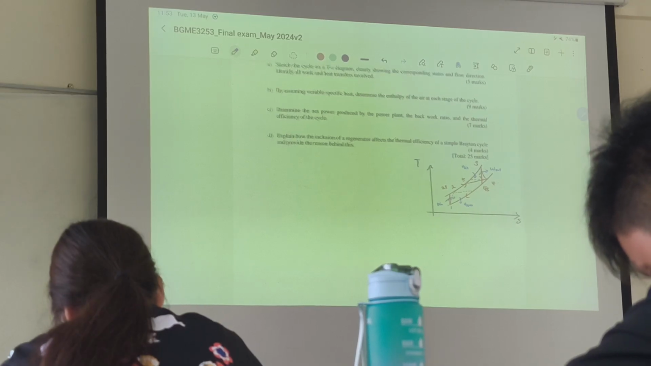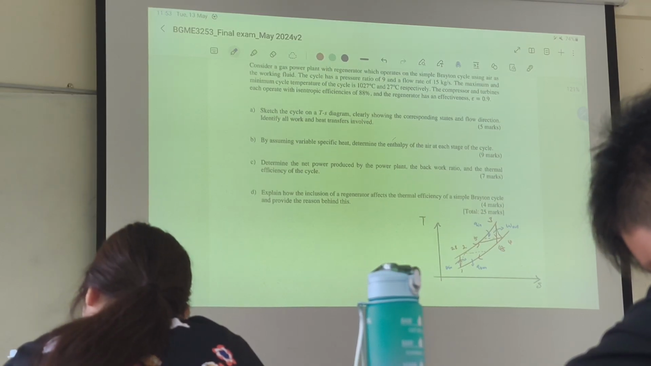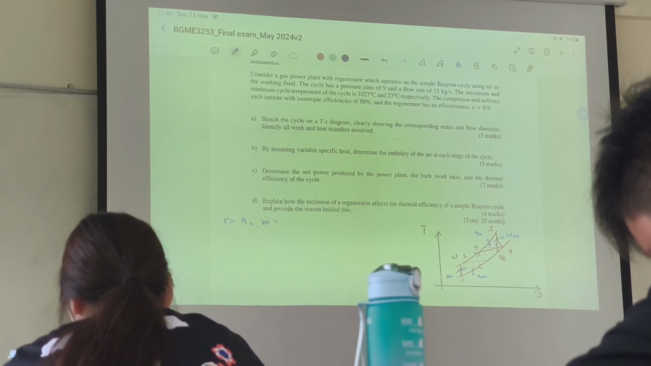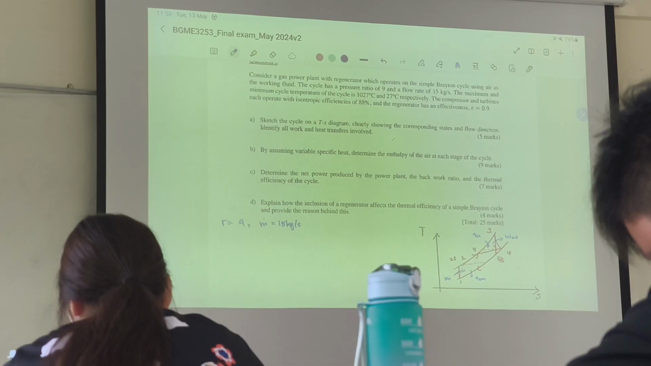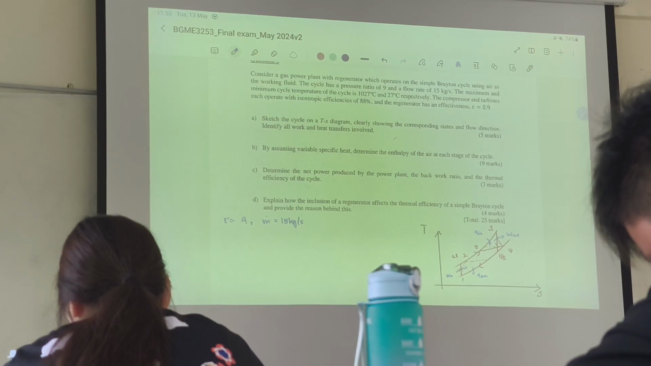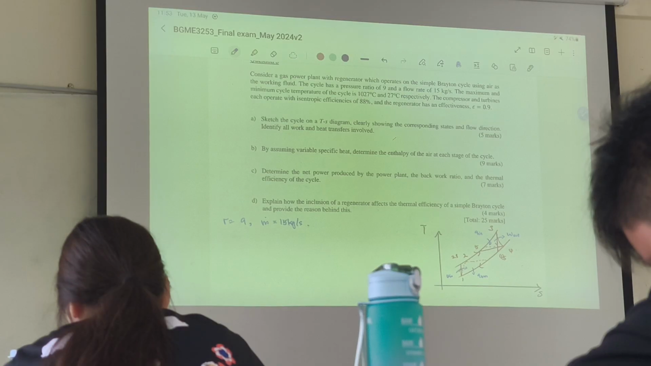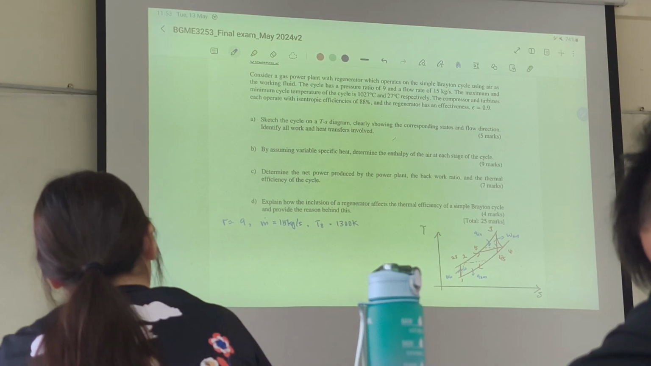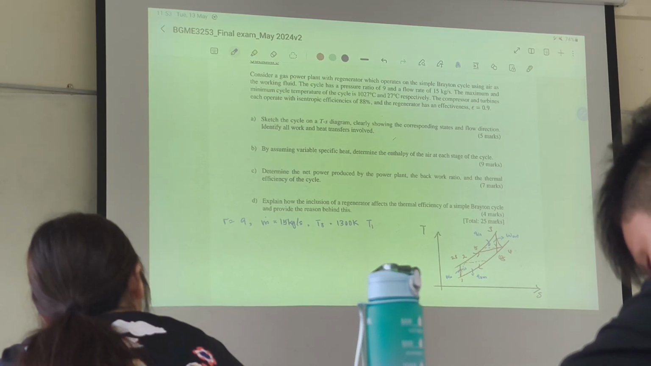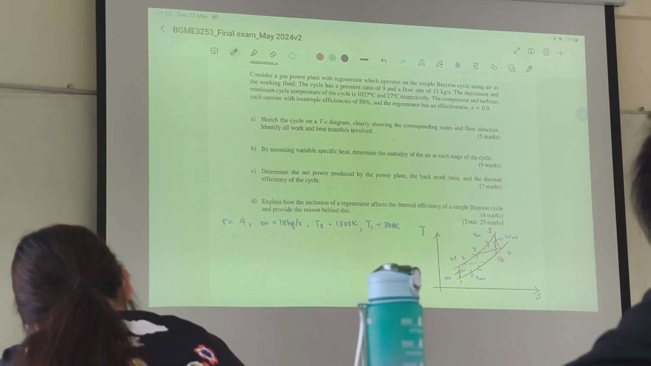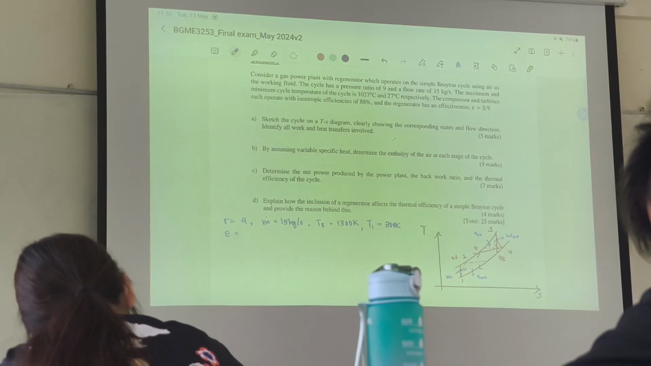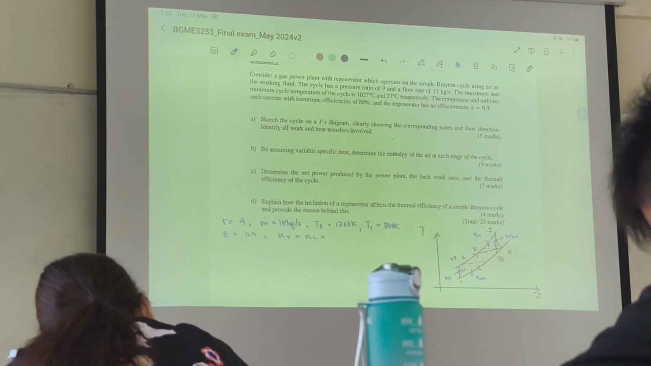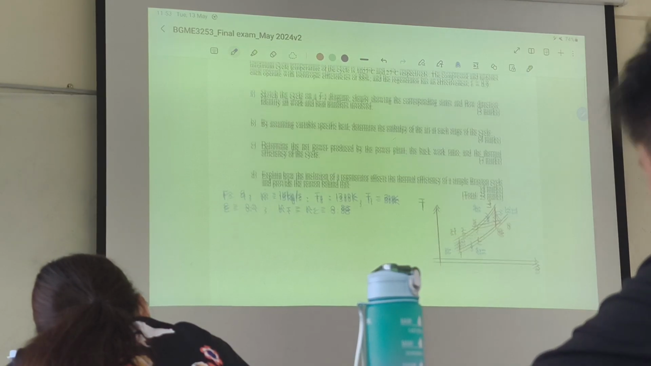Let me write down what is given here first. R is 9, mass flow rate is 15. The maximum temperature T3 is 1027, so this is 1300 Kelvin. Minimum is T1, 300 Kelvin, and the effectiveness is 0.9, and the compressor efficiency and turbine efficiency are 0.88. So these are given to you.